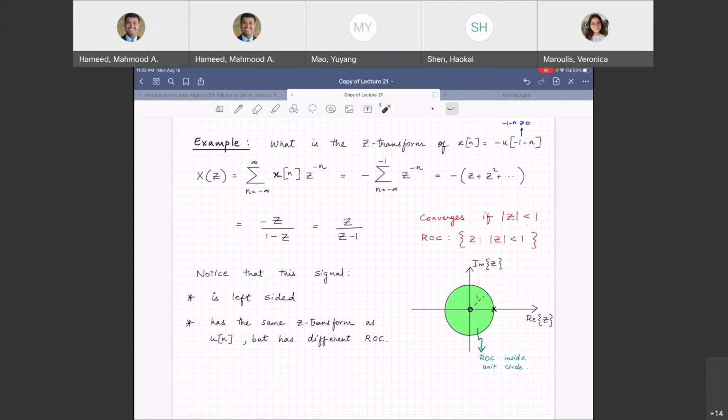Questions about this? Right-sided sequence, you know where the ROC is going to be. Left-sided sequence, you know what the ROC is going to be. Now you can go beyond this. What if I'm using linearity, this plus this? Find the z transform of this and the z transform of this. The region of convergence is going to be the intersection of this and this. So, circle and then circle, and the intersection gives you a ring.